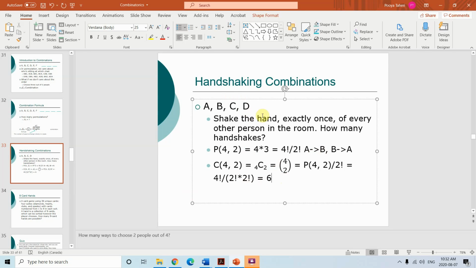So in this problem, we're going to have 6 different handshakes. A and B, A and C, A and D, there are 3 of them. B and C, B and D, 2 more, so 5. And C and D. That's it, right? So 6 different handshakes. So combination is always smaller than permutation because we don't care about the order of the objects.